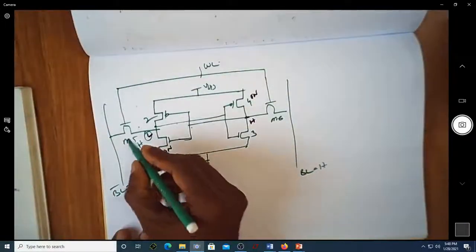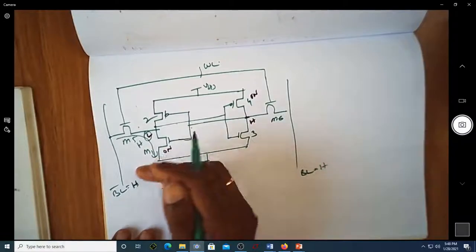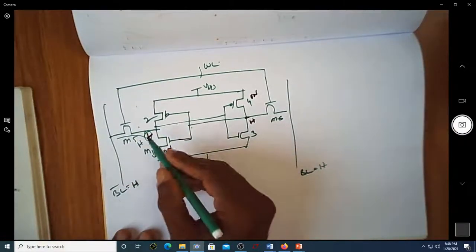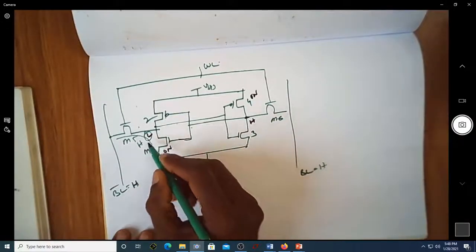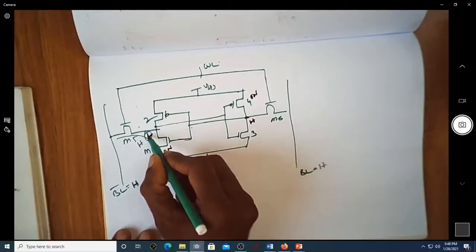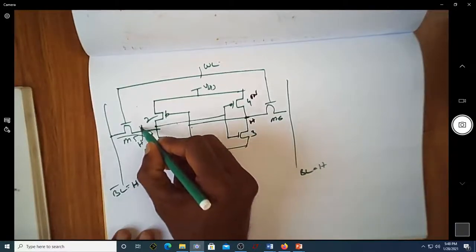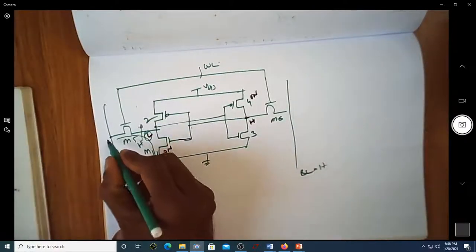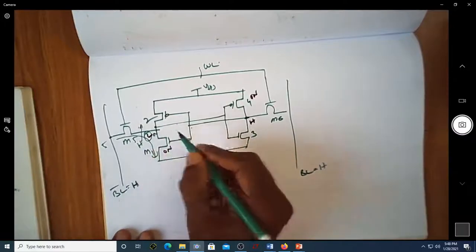Assume that the discharge is not happening very fast, that it is happening slowly. The value of this voltage, which was low, if at all it goes high, what happens? Because you have 5 volt here, you have 0 volt.